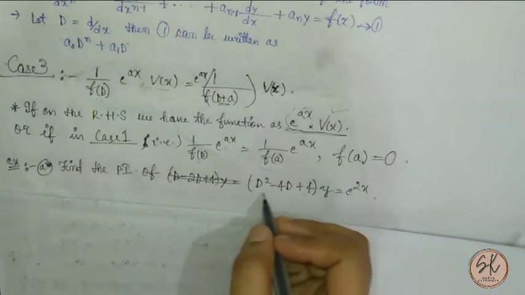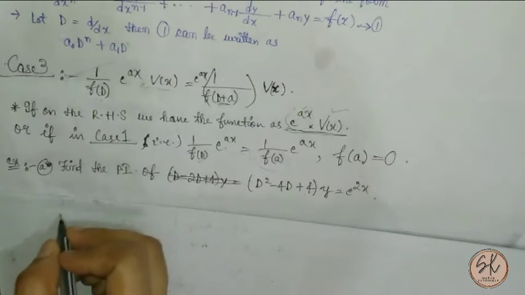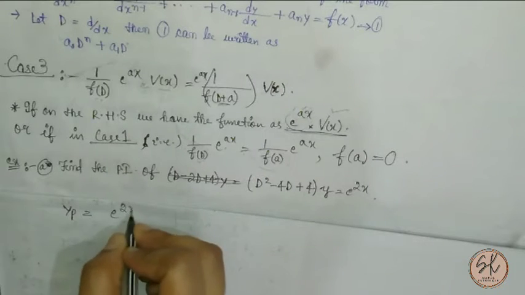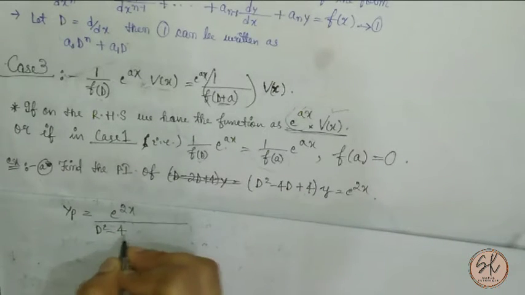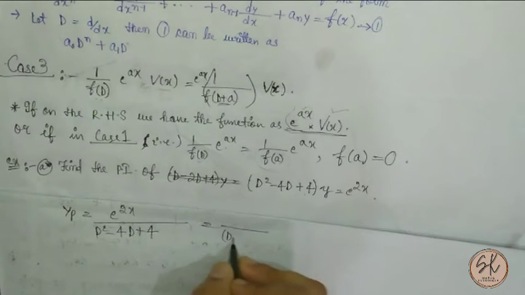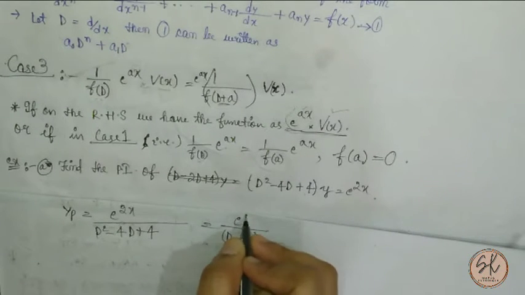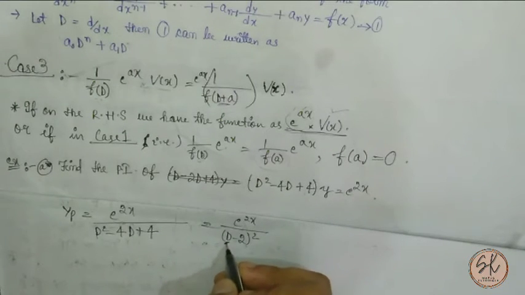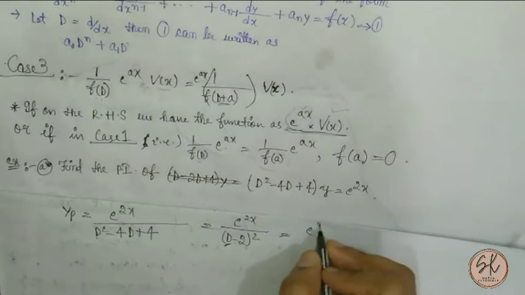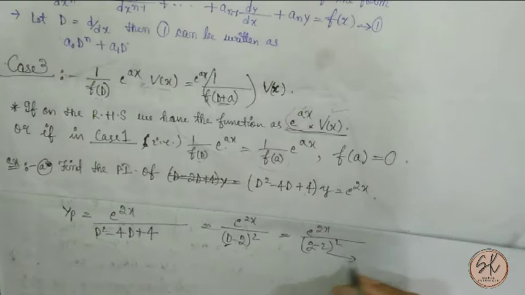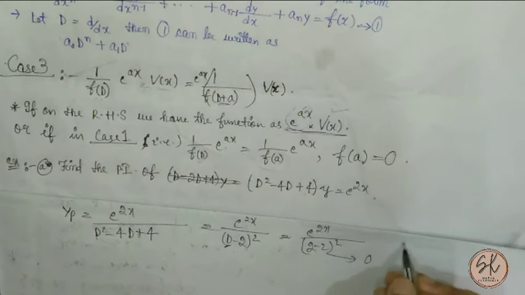Now here we have to find its particular integral. So yp is equal to e to the power 2x by D square minus 4D plus 4. When we closely observe this, this is the formula of (D minus 2) whole square. Now when we use 2 in place of D, we will get e to the power 2x by (2 minus 2) whole square. This is becoming 0, isn't it? So this will become infinity.